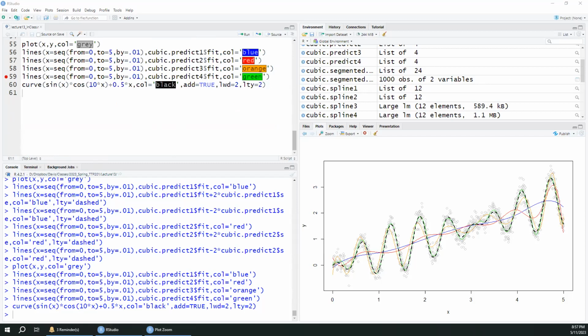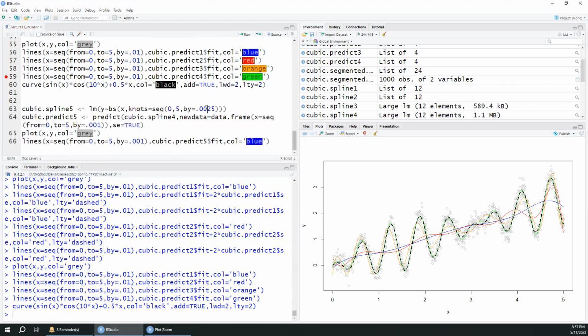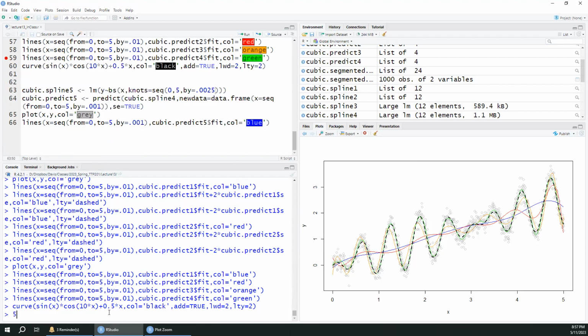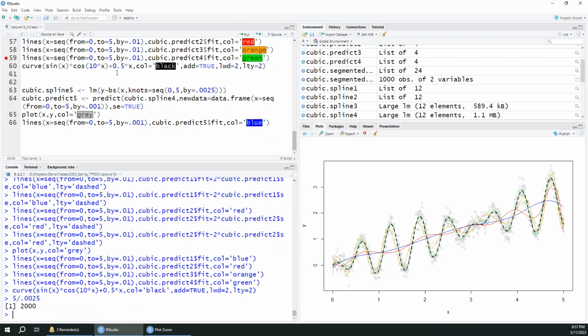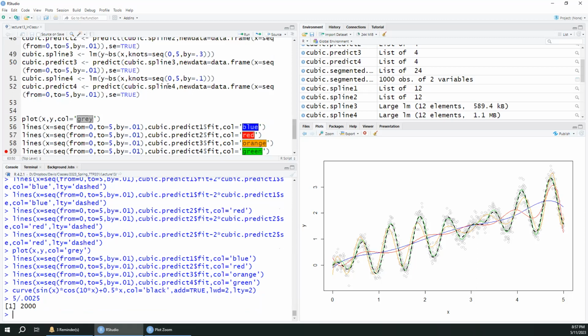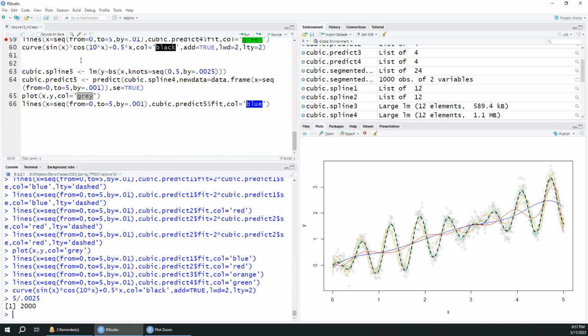Let's consider one step forward. And go crazy with the number of knots. Okay, so every 0.0025. So what is that? 5 divided by 0.0025. So we're going to add 2,000 knots-ish, up from what, 50? And so think about what's going to happen here.